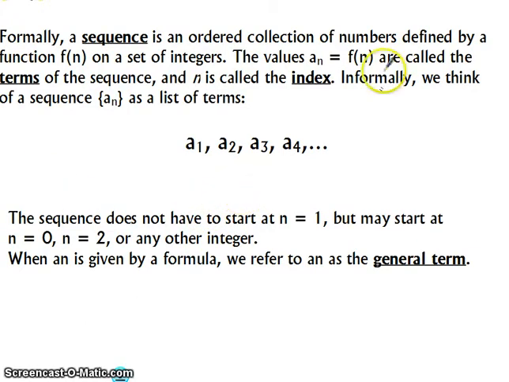Formally, a sequence is an ordered collection of numbers defined by a function f of n on a set of integers. So your n's are going to be integers. The values a sub n equal f of n are called the terms of the sequence, and n is called the index. Informally, we think of the sequence as a list of terms. So here is one way to do it, as you just saw in the previous example: 1, 1/2, 1/4, etc. The sequence does not have to start at n equal 1, but may start at any value, 0, 2, or any other integer. When a sequence is given by a formula, that's what we just talked about, it's called the general term. So 1/2 to the n is that general term, because it's given by a formula.